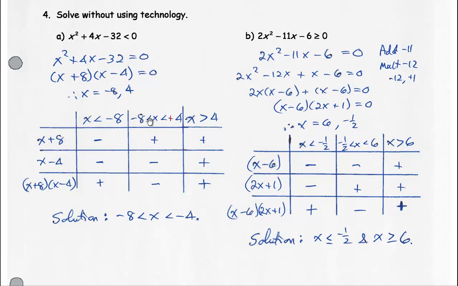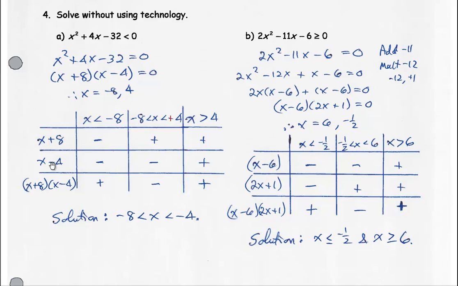If you think of a number between negative 8 and positive 4, for example, 0, 0 plus 8 is positive, so that's positive. And above 4, like 5 or 6, 6 plus 8 would be 14, so that's positive as well. For x minus 4, sorry, a number below negative 8, for example, negative 10 again.